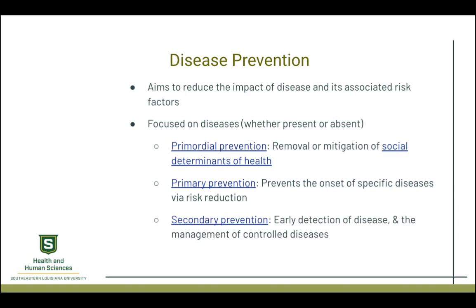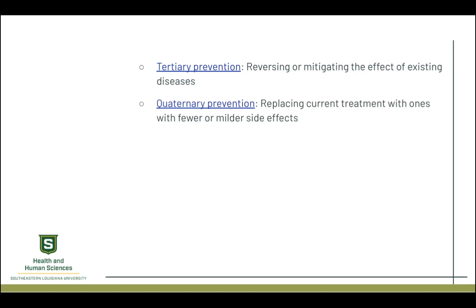Secondary prevention will be detecting the diseases and being able to manage their control, just like we have the breast cancer screening. That is an example of secondary prevention. And then tertiary prevention will be, let's say you have breast cancer and you're trying to reverse it, or trying to get it to a point whereby it doesn't have a huge effect on one's health. So it's mitigating the effects of the disease. And then we have the quaternary prevention. I'm sorry for that.